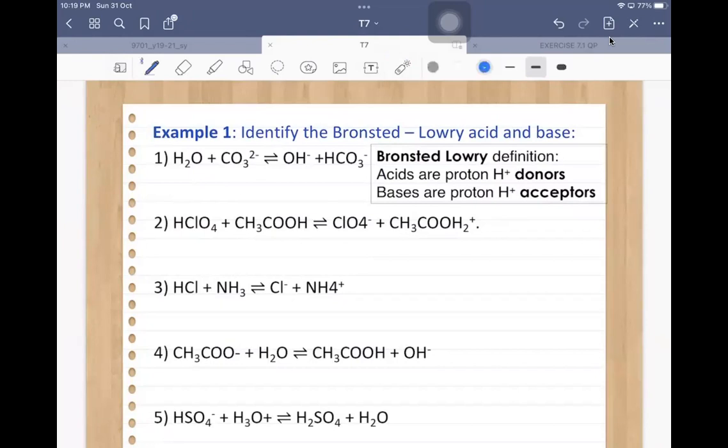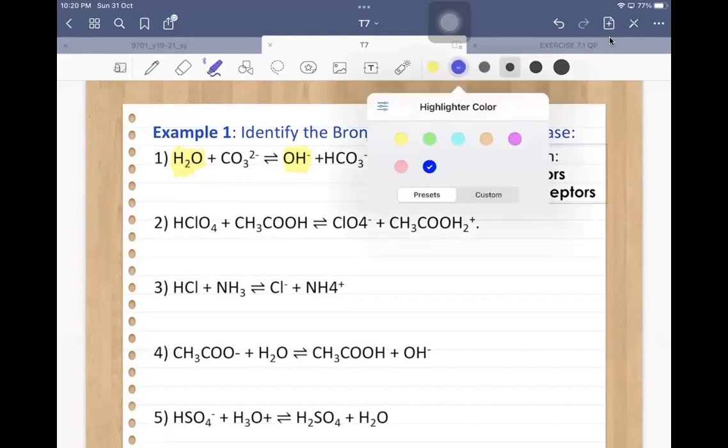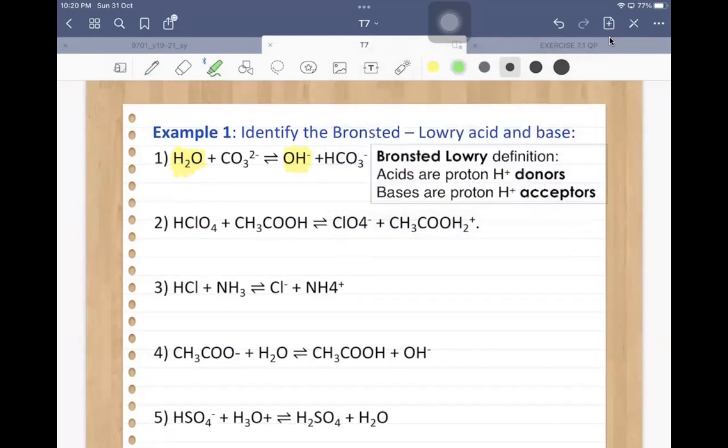So I will use color coordination so that you can see. First one, H2O is reacting with a carbonate. My H2O has become OH minus, okay? I can see it already. I don't know if you can see it. CO3 2 minus has now become HCO3 minus. So you can see that the carbonate has accepted the proton. That means it is a Bronsted-Lowry base. H2O is an acid. Okay, I hope you can see that.